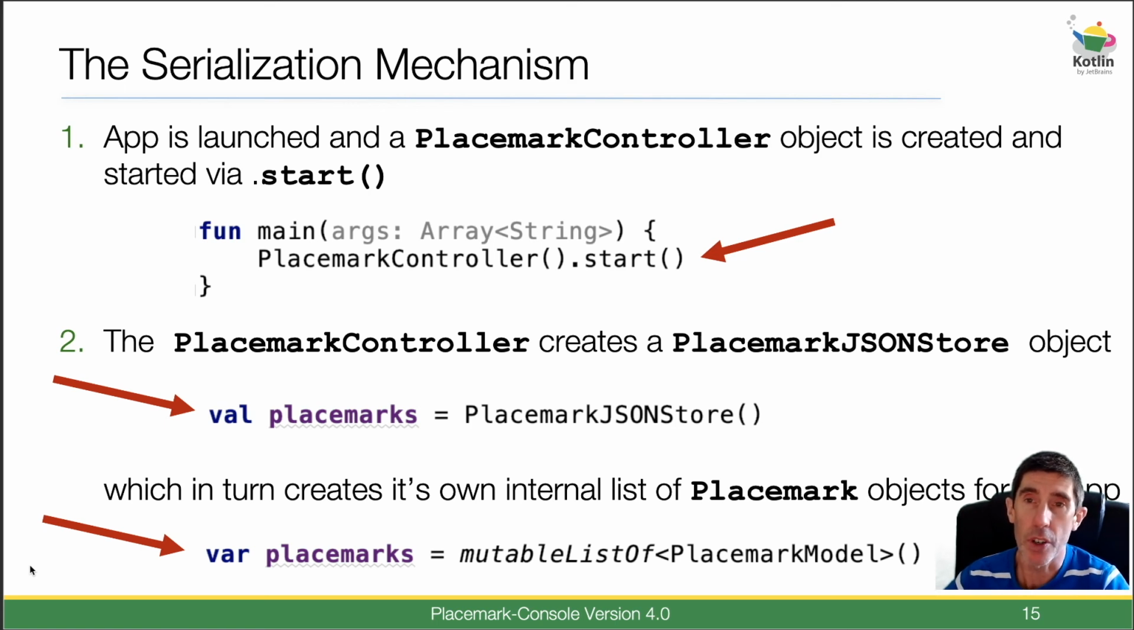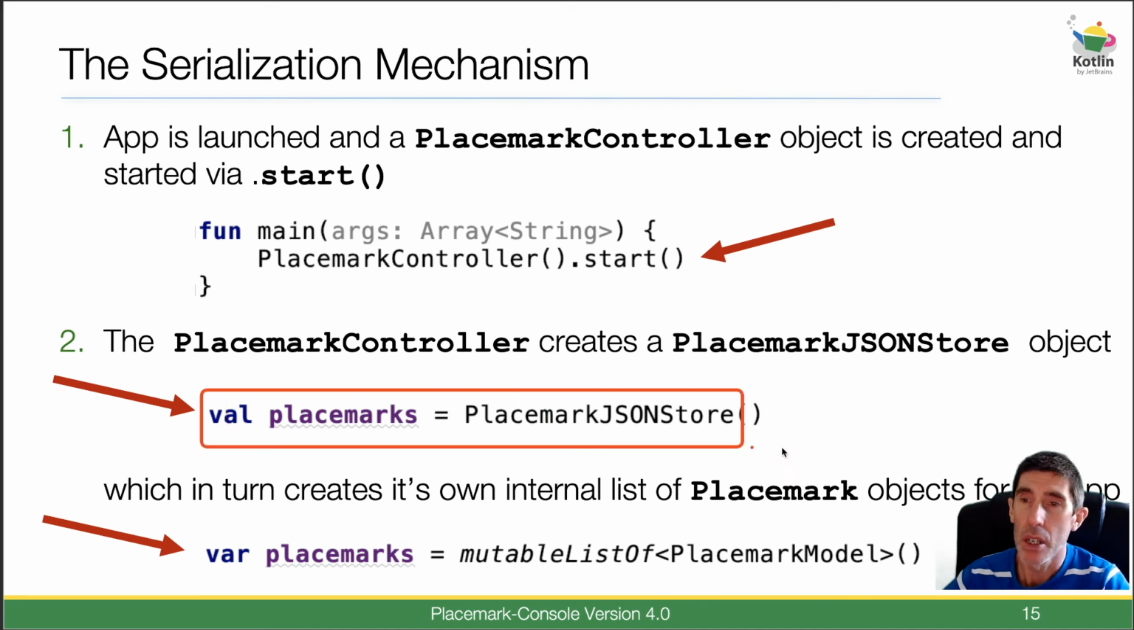Okay, so the first thing that happens is the app is launched and a placemark controller object is created and started via our .start. Again, we've touched on that. It's the same as version 3. Then, through that start, the placemark controller creates a placemark JSON store object, like so. That's what we have here, declared inside our placemark controller.